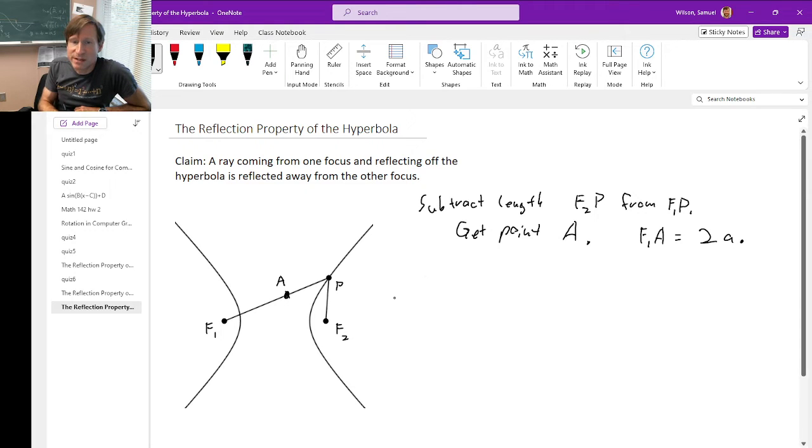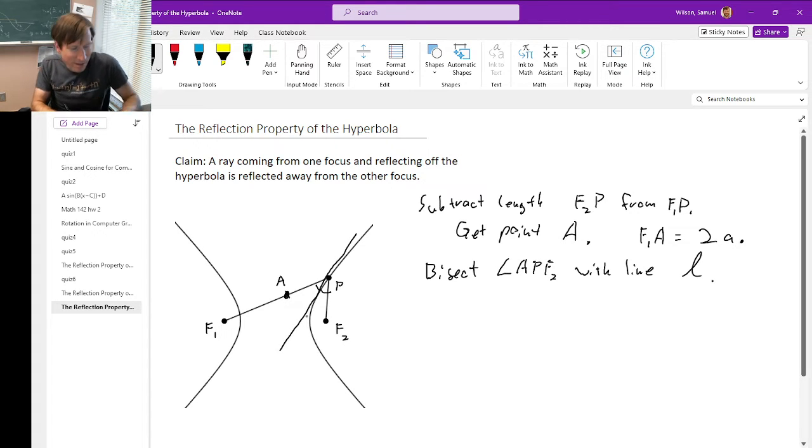Next thing we're going to do is, at the point P, we're going to construct a line that bisects the angle from A to P to F2. So bisect this angle with a line, and we're going to call this line L for lack of a better name. So we're going to cut this angle right here in half. So that's about like this. That's not quite good enough. Let's see if I can do better. That's a little bit better.